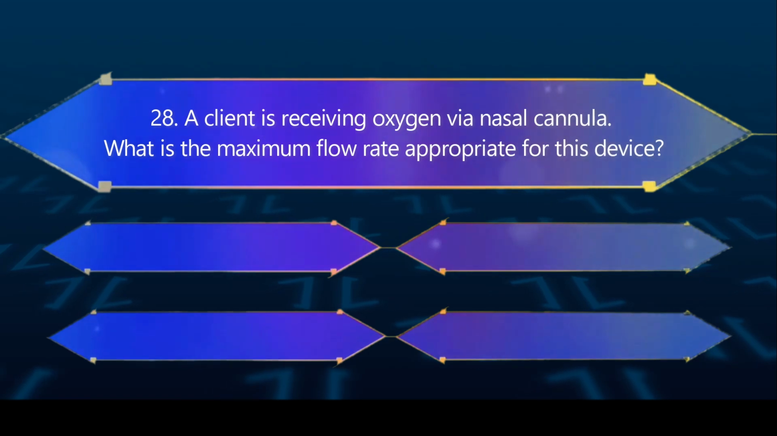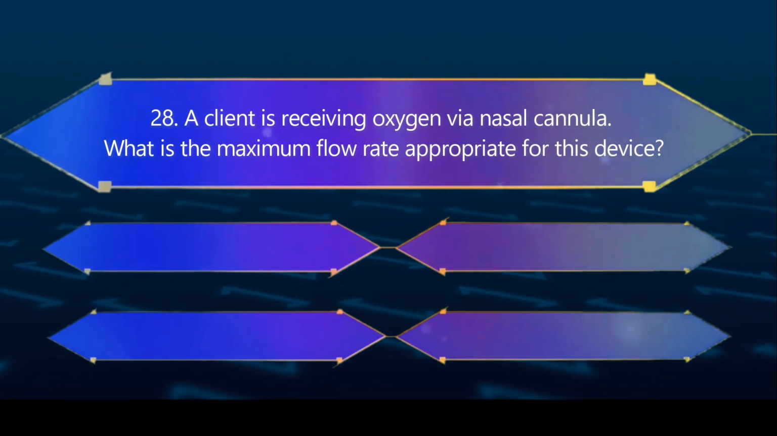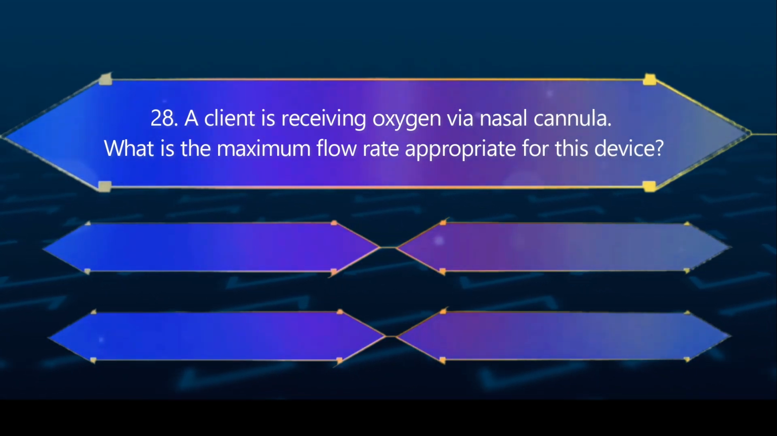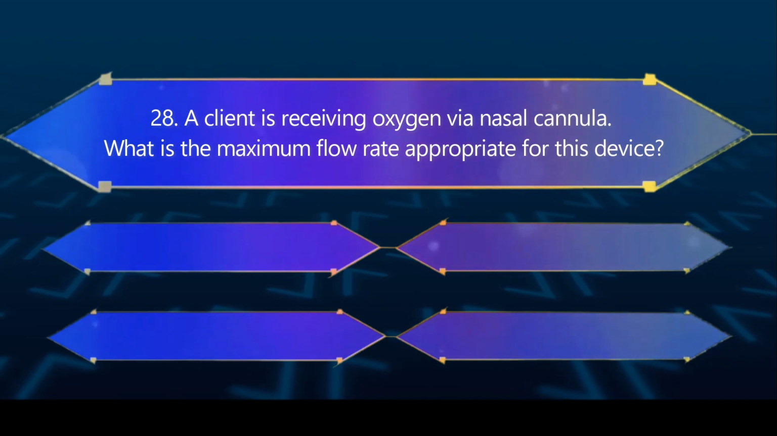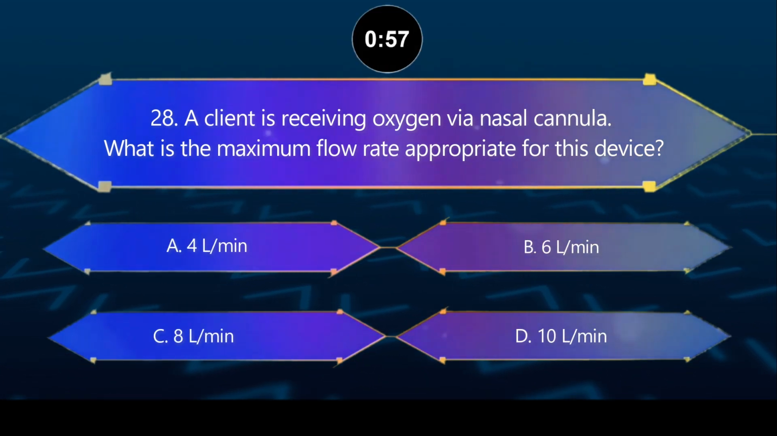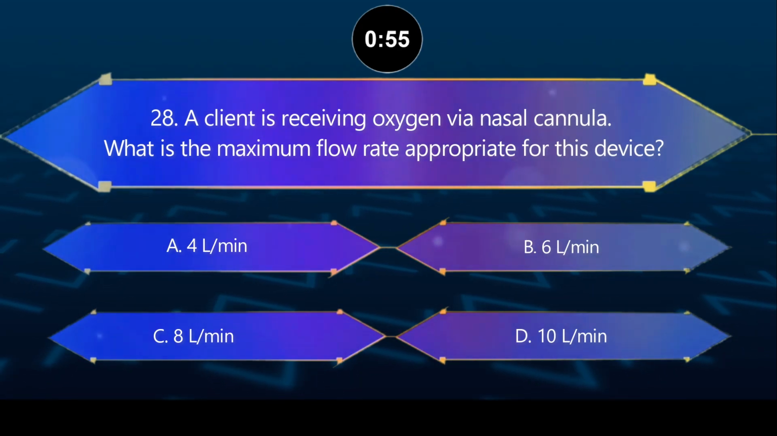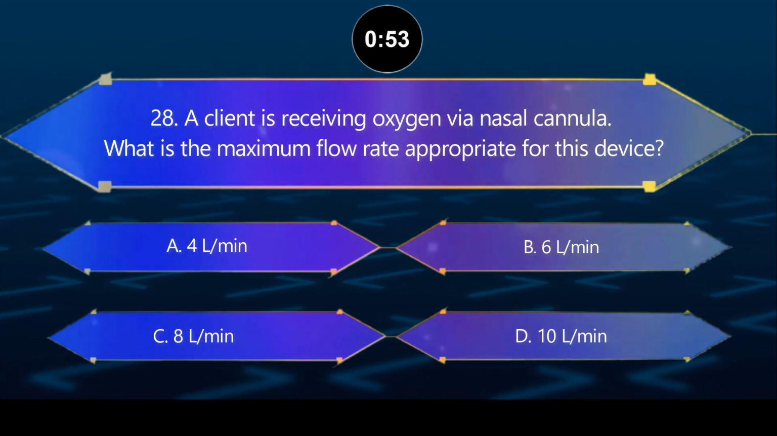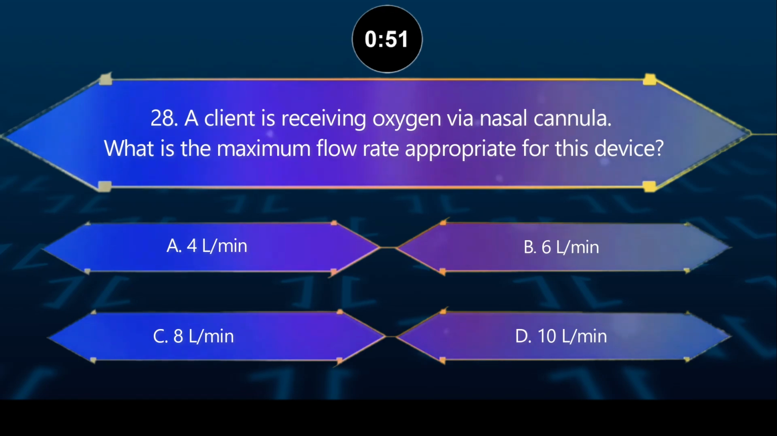28. A client is receiving oxygen via nasal cannula. What is the maximum flow rate appropriate for this device? A. 4 liters per minute. B. 6 liters per minute. C. 8 liters per minute. D. 10 liters per minute.